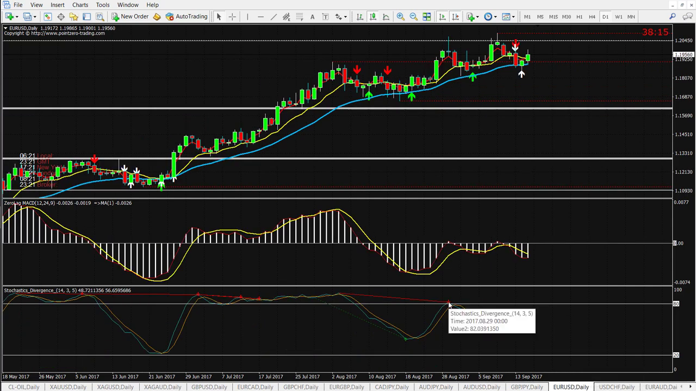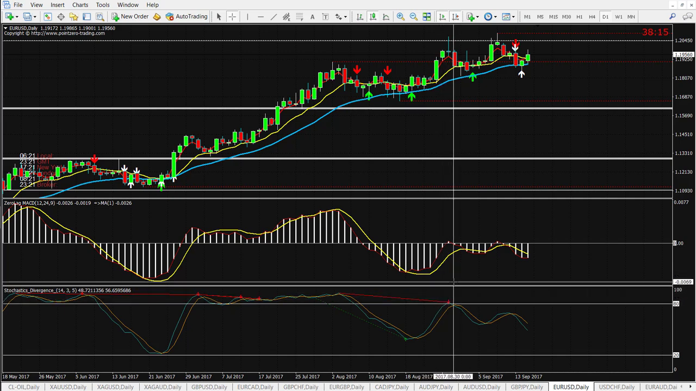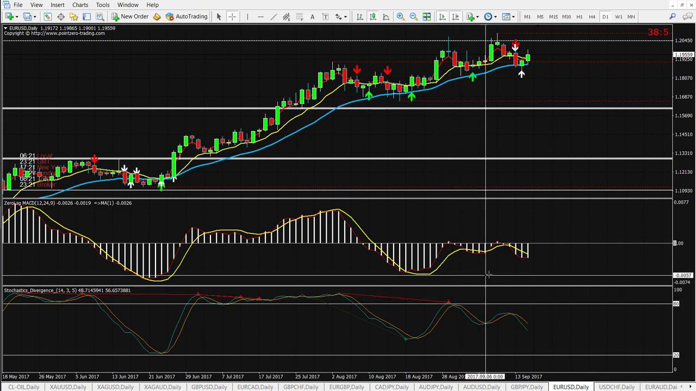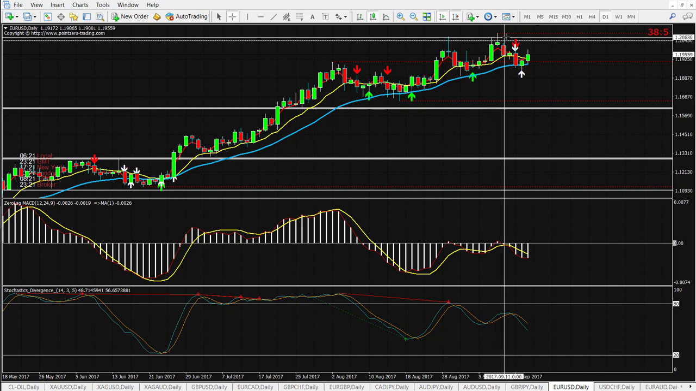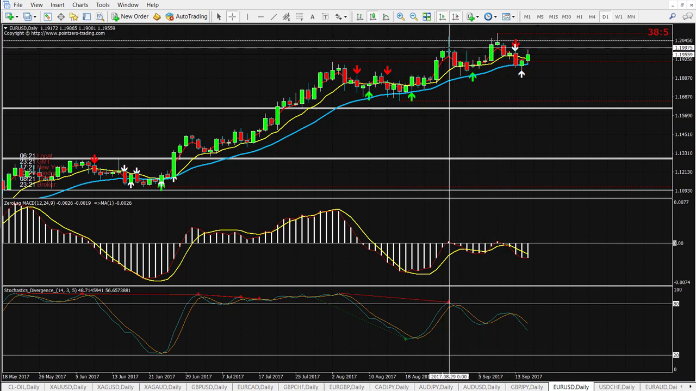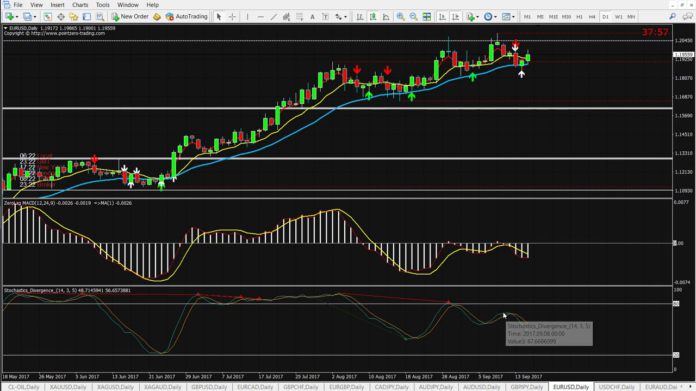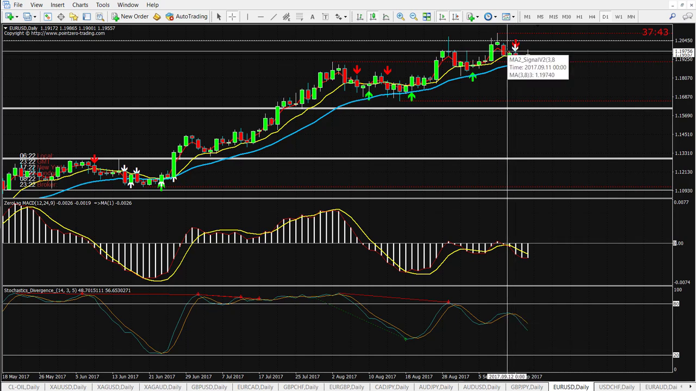We have a divergence. As you can see here, the price is high, and here another high. So this new high is higher than the previous high, but the stochastic is the opposite. This new high is lower than the previous high. So the analysis is that the market's gonna drop, the price is gonna follow the stochastic. So around this area we should have a drop.